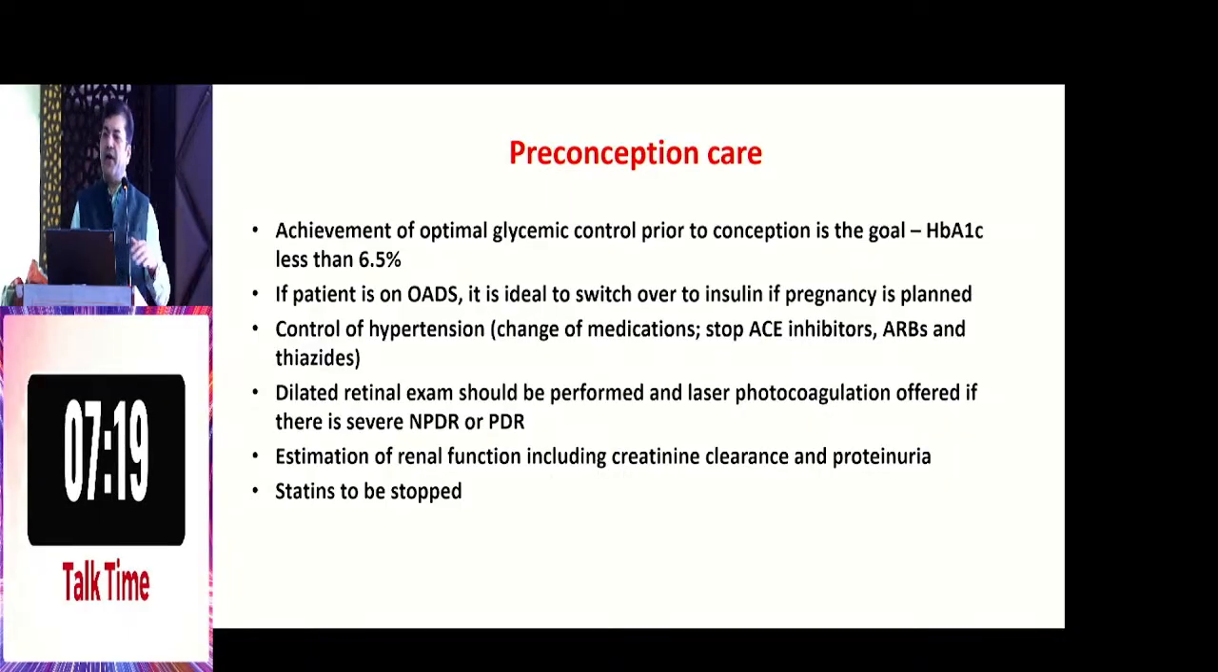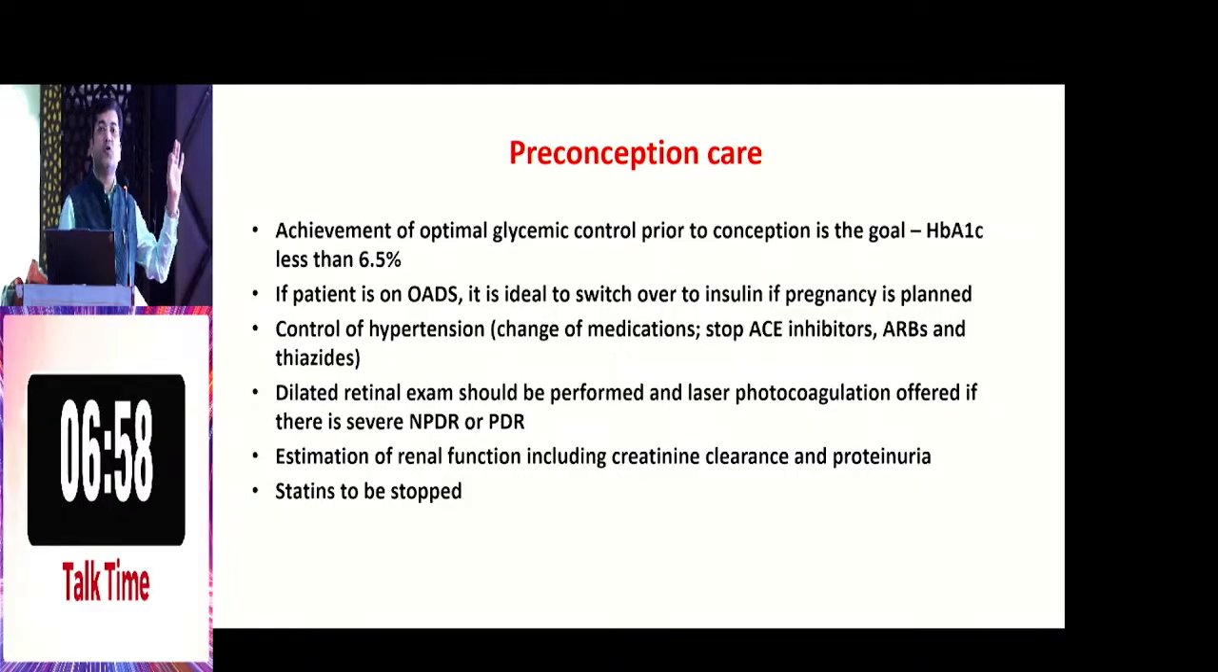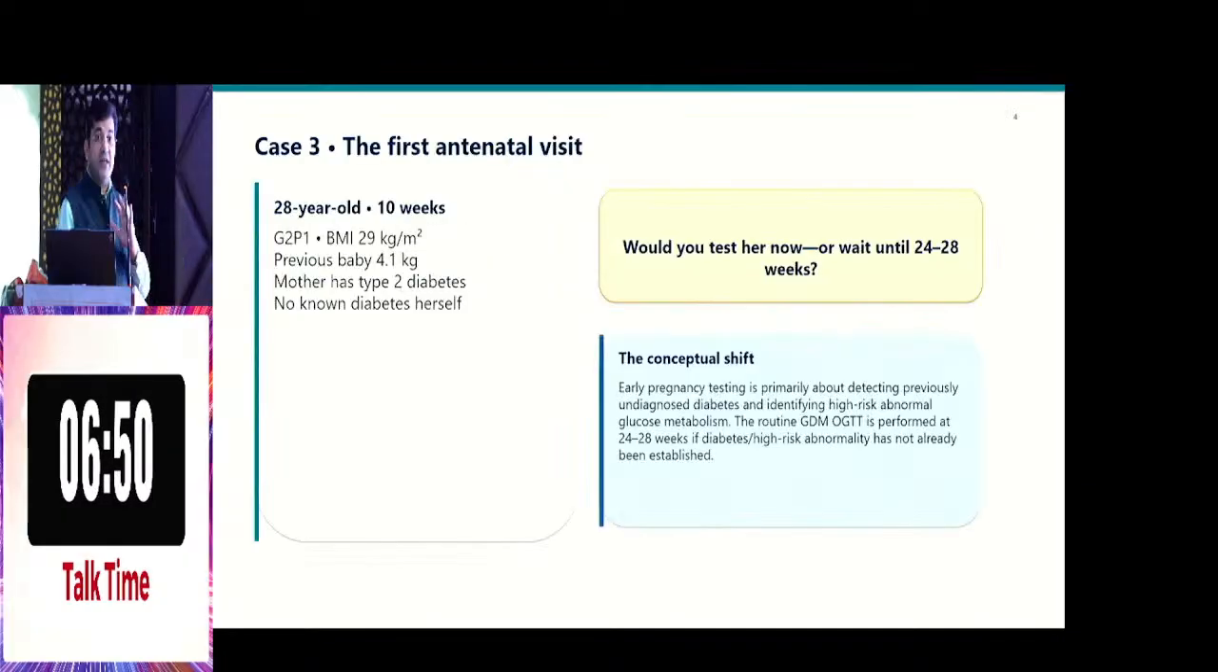If the patient is on OAD, switch over to insulin. If the patient is on antihypertensives, stop the ACE inhibitors and ARBs, shift to labetalol and all that. If Type 1, do a dilated retinal examination, and check that diabetic retinopathy is not there, because it can flare up. Estimation of renal function, because nephropathy and kidney functions may flare up, they may progress during pregnancy, and statins are to be stopped. Many patients come saying, sir, I have hyperlipidemia, I had started a statin, what do I do in pregnancy? They have to be stopped, we can't continue that. So it has to be explained pre-conception.